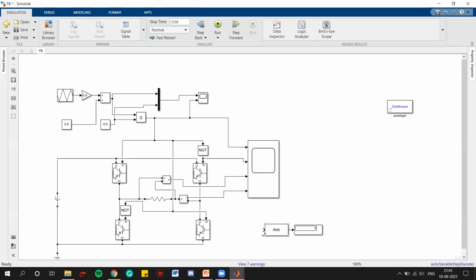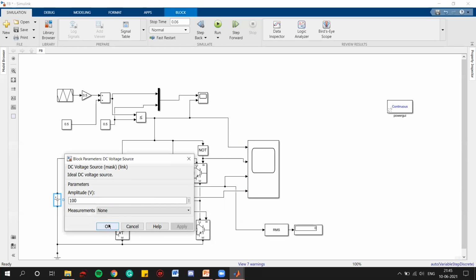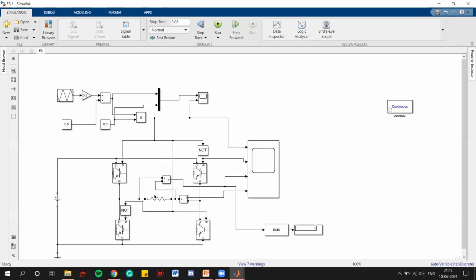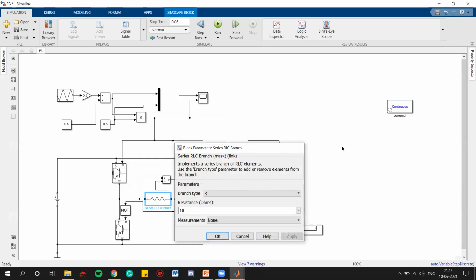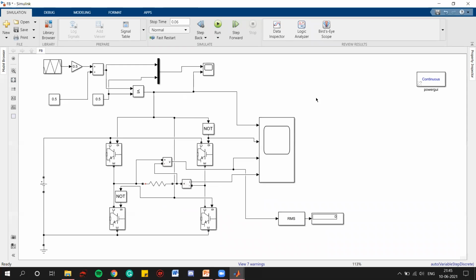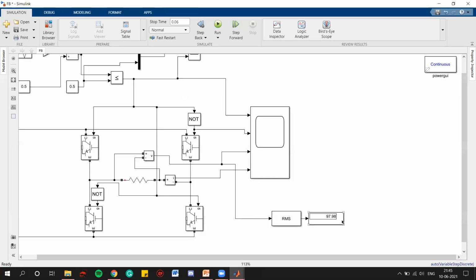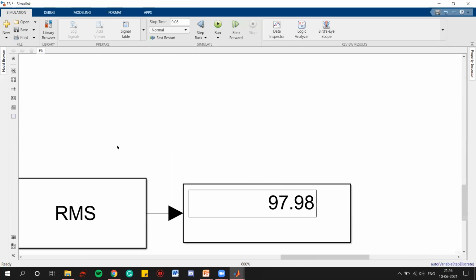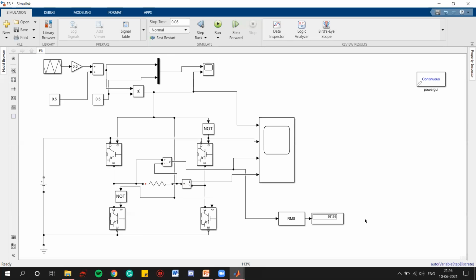So now we need to check the RMS value. So let's connect this here and let's set this to 100 volts. Yes, this is 10 ohm, right? Everything is set. So let's play. So here we can see we are getting 97.86, which is nearer to 100 volts.